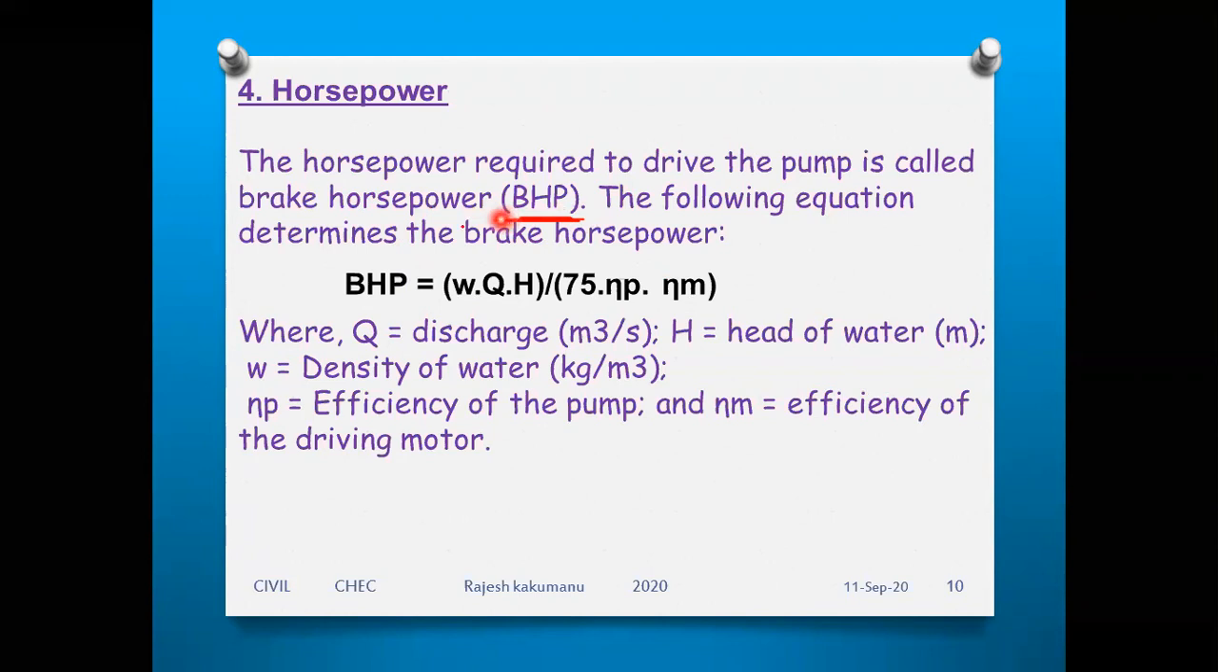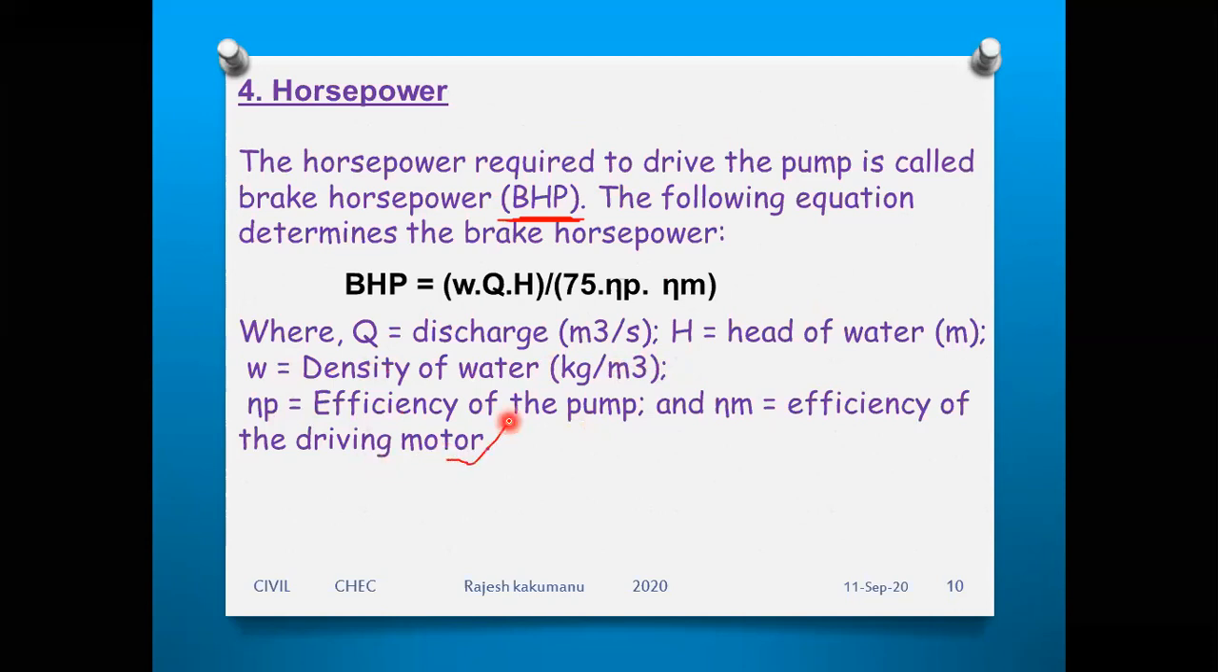The following equation determines the brake horse power. BHP is equal to W into Q into H divided by 75 into efficiency P and efficiency M. Then what is the Q here? Discharge, meter cube per second. H is equal to head of the water, m. W is equal to density of water, kg per meter cube. Then efficiency P is equal to efficiency of the pump, and efficiency M is equal to efficiency of the motor.